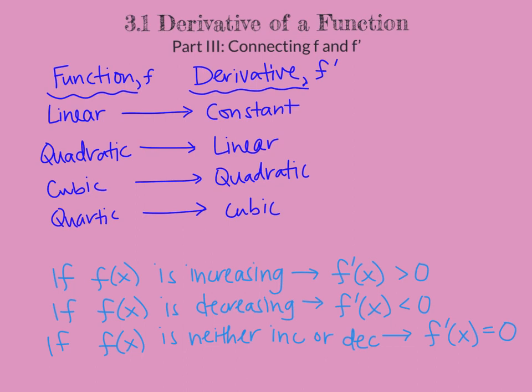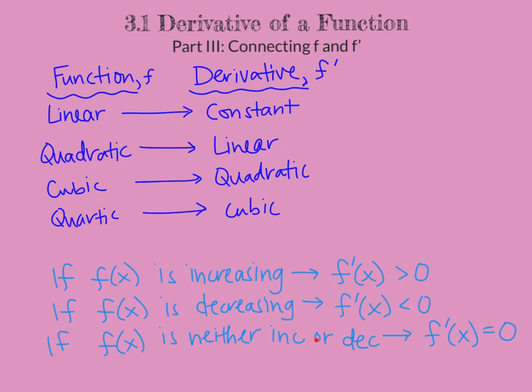Another main idea is that how f of x behaves on some interval determines what your derivative looks like graphically. So if f of x is increasing, that means the tangent lines would all have positive slopes. Therefore, the derivative would be positive. If f of x is decreasing, it just means the opposite. The tangent lines drawn on that interval would have negative slopes, therefore the derivative would be negative.